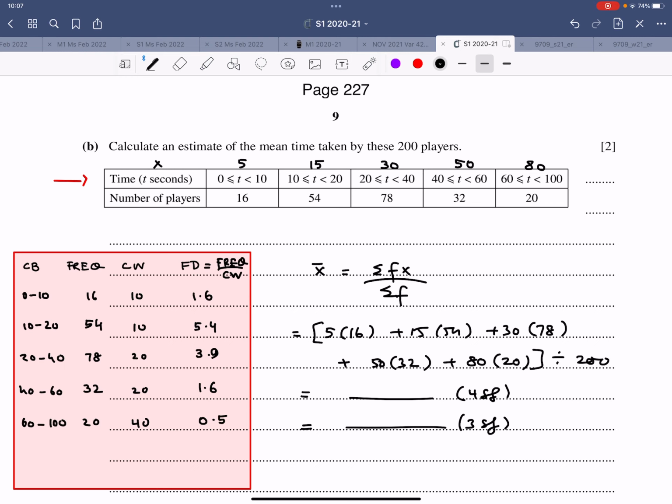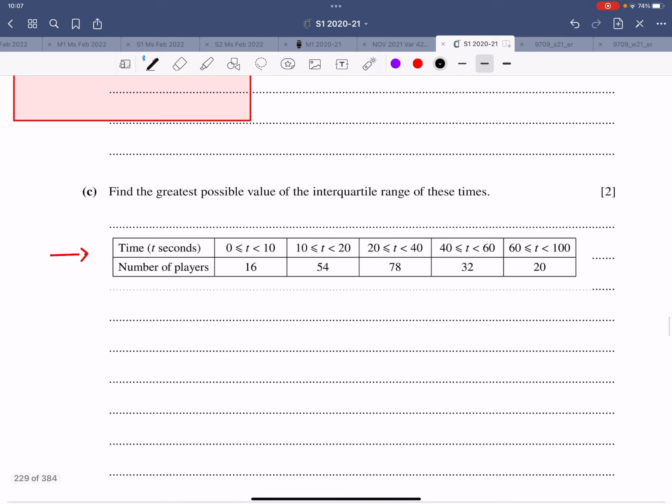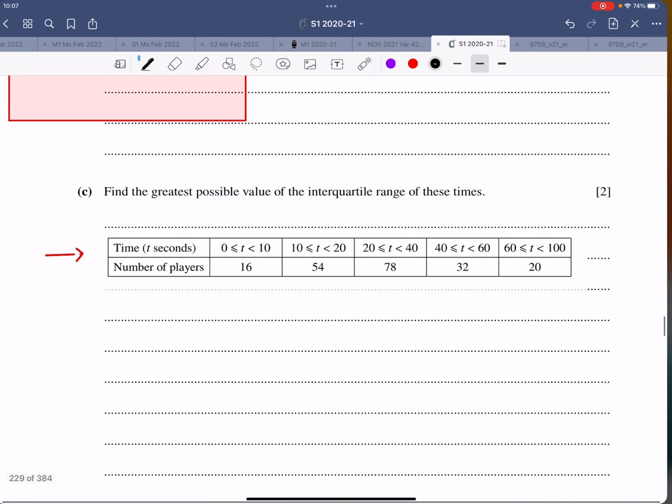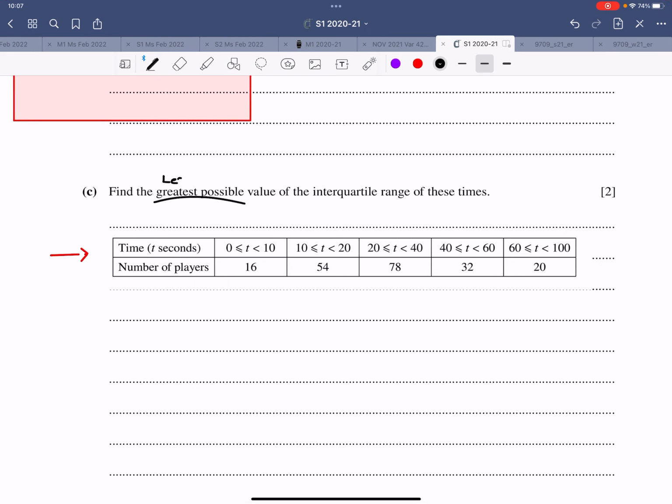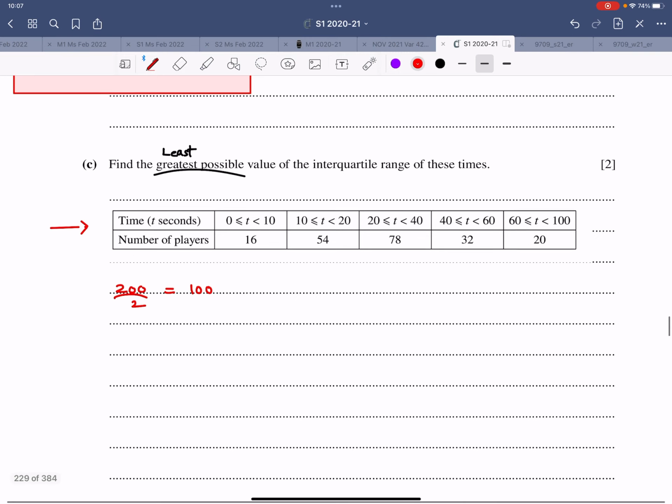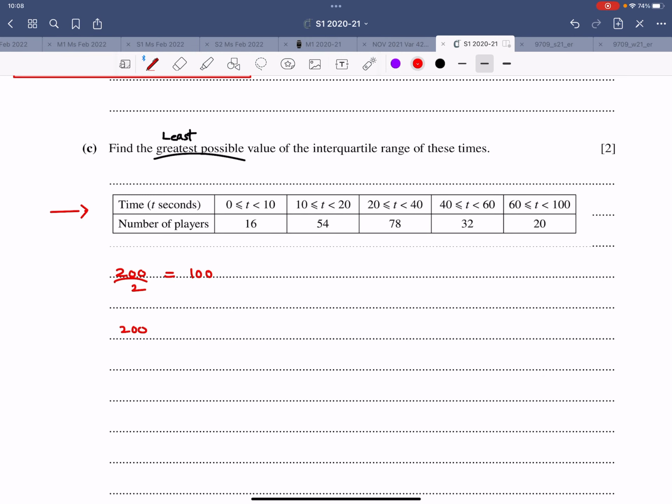Now this part, find the greatest possible value of the interquartile range of these times. I'll go for the greatest, I'll also go for the least. So let me explain both of them. 200 divided by 2 is 100, and 200 divided by 4 is 50, and 200 into 3/4 is 150. This is the value for median, this is the value for lower quartile, this is the value for upper quartile.